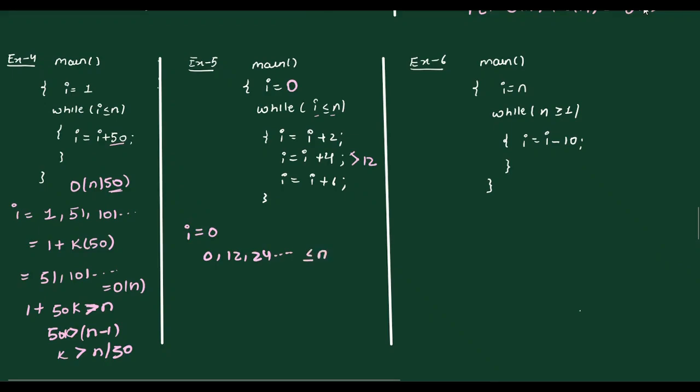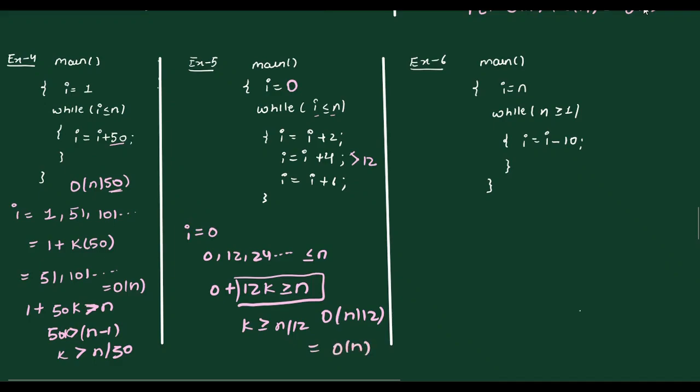Or you can say that this loop will run until 0 plus 12 times k becomes greater than or equal to n. This is a breaking condition, right? So as and when k becomes greater than or equal to n by 12, this loop will stop, or you can write it as big O of n by 12, which is equal to big O of n. This is the maximum for which the loop will run, right? This is the stopping condition.